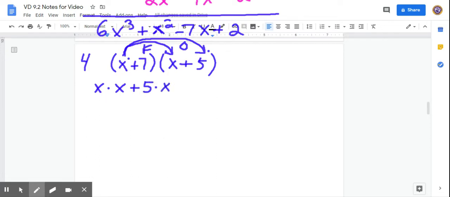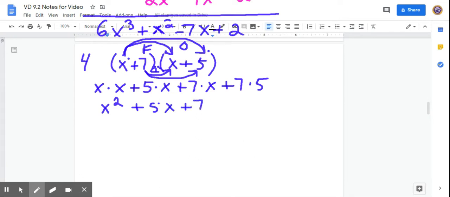Then you have inner. That's your second times your first. The inside terms. That's your inside terms. So plus 7 times x. And then last for L. Last term in the first parentheses, last term in the second parentheses. So 7 times 5. Now if we simplify, we get x squared plus 5x plus 7x plus 35.